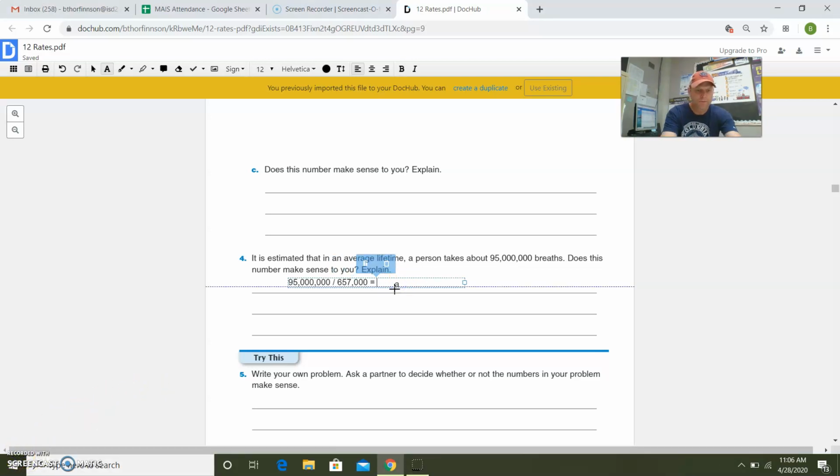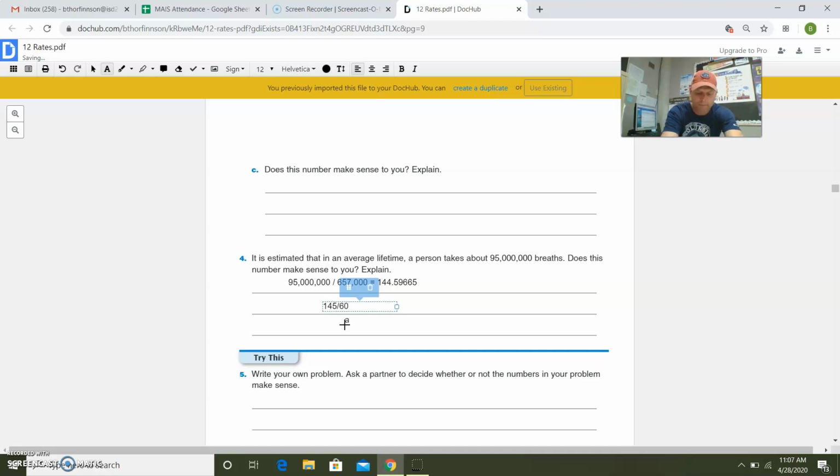All right, so you should have ended up with 144 and kind of a goofy answer like that. So let's round that. If we round that to the nearest number of breaths per hour, does that make sense? 145 breaths per hour. Well, in order to figure that out, how many minutes in an hour will make it a little more clear.